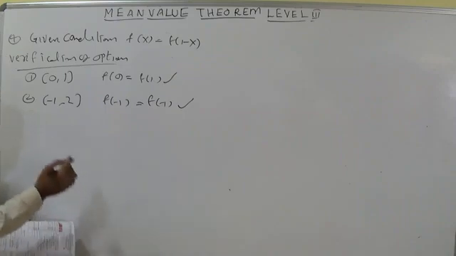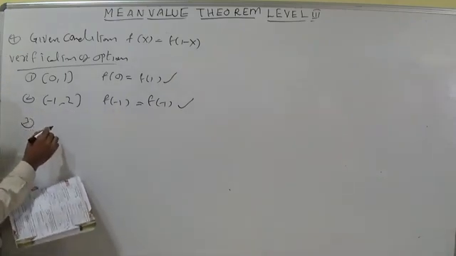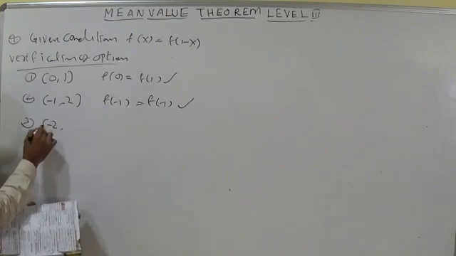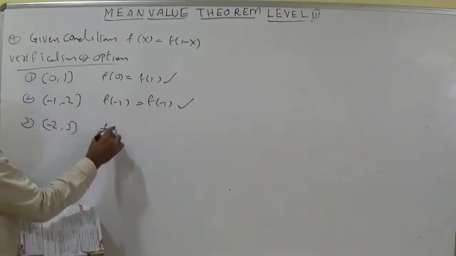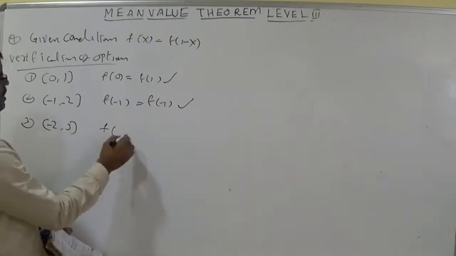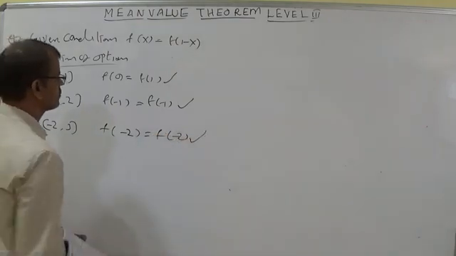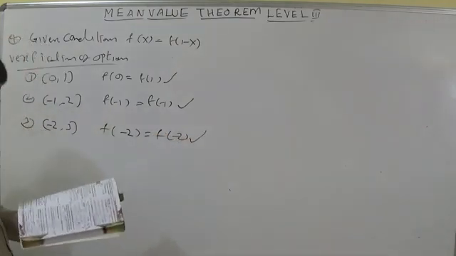Next, let us discuss f of minus 1 equal to f of minus 1. Both are same. Next, third one. Third option, minus 2, 3. Minus 2, 3 meaning f of minus 2 substitute is equal to f of 1 minus 3, f of minus 2. So the value we are getting, everything is same.